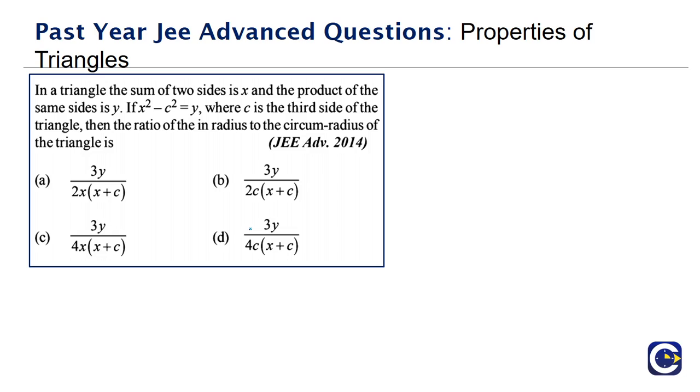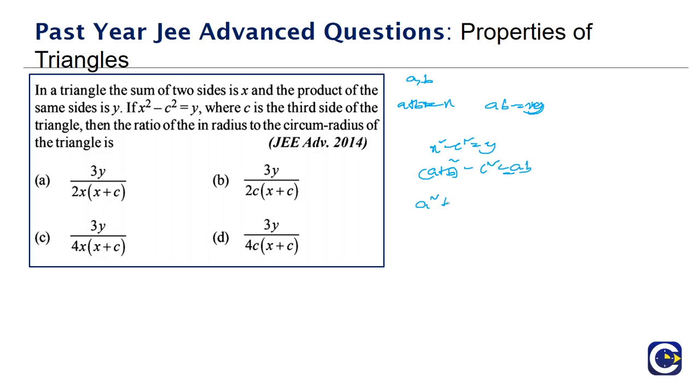If x square minus c square is equal to y, where c is the third side of the triangle, then the ratio of the inradius to the circumradius of the triangle is. So I am assuming the two sides of a triangle to be a, b. So a plus b is equal to x, a into b is equal to y. They gave that x square minus c square is equal to y, where c is the third side of the triangle. So (a plus b) whole square minus c square is equal to ab.